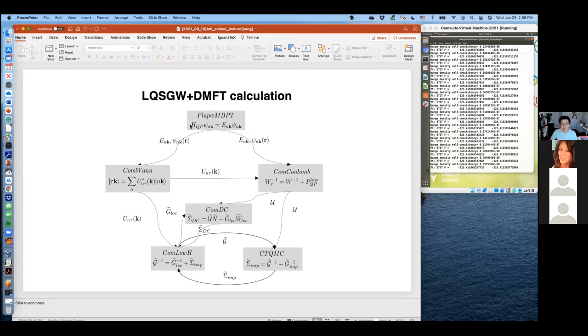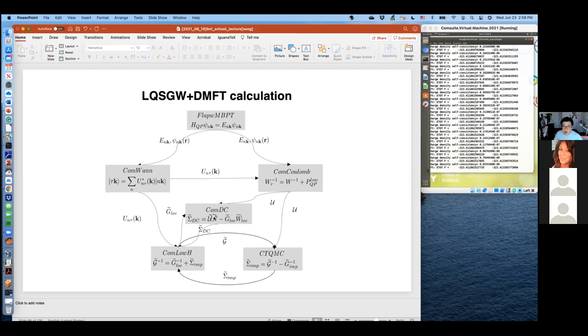So we are starting from the FlapMPPT LQSGW calculation. And from there, we get the final composite quasiparticle Hamiltonian and quasiparticle wave functions. Then first, from there, we construct the Wannier function out of it. And using this Wannier function information and the wave function, we calculate the partially screened Coulomb interaction. And from there, we get the bosonic weiss field. And then we calculate the double counting self energy using the COM DC package.